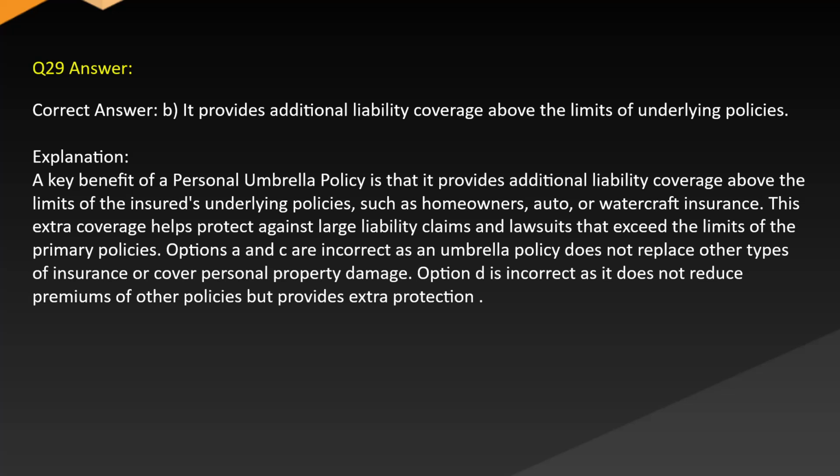Explanation. A key benefit of a personal umbrella policy is that it provides additional liability coverage above the limits of the insured's underlying policies, such as homeowners, auto or watercraft insurance. This extra coverage helps protect against large liability claims and lawsuits that exceed the limits of the primary policies. Options A and C are incorrect, as an umbrella policy does not replace other types of insurance or cover personal property damage. Option D is incorrect, as it does not reduce premiums of other policies, but provides extra protection.